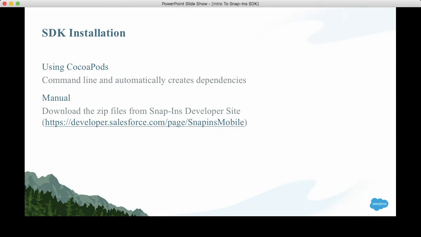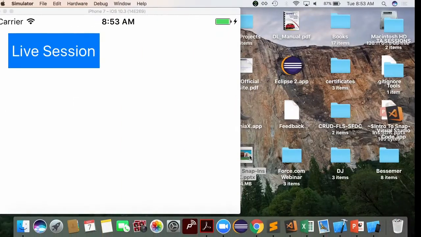One is obviously more for developers. If you are already used to command lines, CocoaPods is the dependency manager, just like how you have import statements for Java or CLIs for other languages. iOS uses CocoaPods. There is a specific set of instructions in the guide. You just have to execute these commands, and that will automatically install the SDK and your file and folder structure for you. But if you want to do it manually, and that's how I did it, I went to this Snap-ins mobile SDK page, downloaded it, and then imported it.